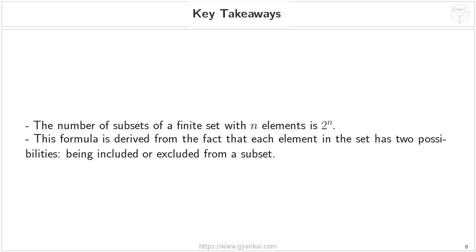Now, why does this formula work? Well, the slide explains that it's derived from the fact that each element in the set has 2 possibilities when we're constructing a subset. It can either be included in the subset, or it can be excluded. Think of it like a yes or no decision for each element. Because we have 2 choices for each of the n elements, we multiply 2 by itself n times, which gives us 2 to the power of n.